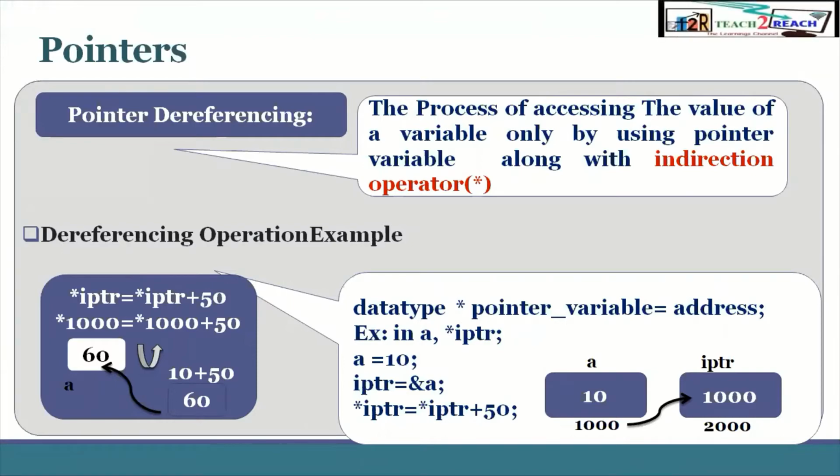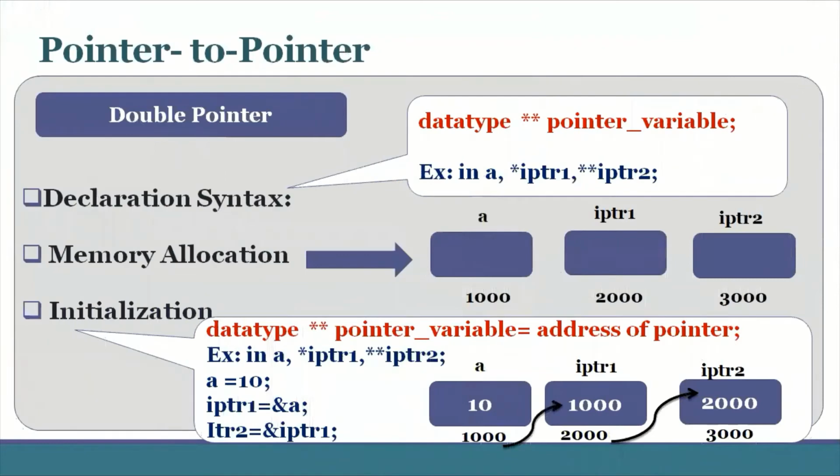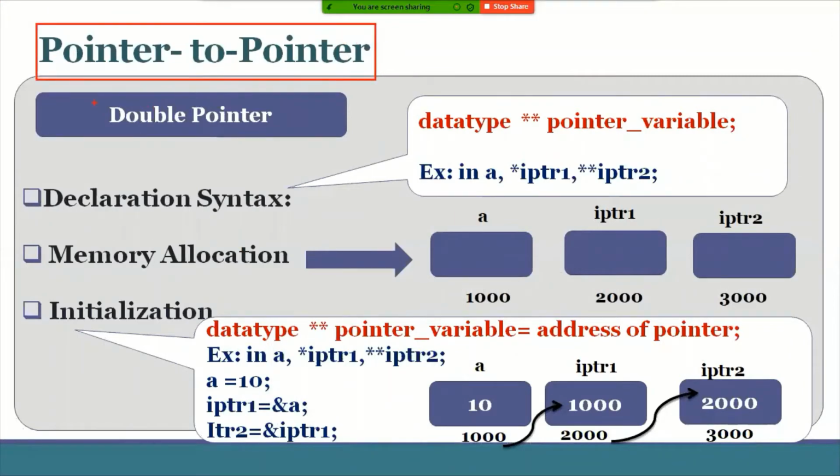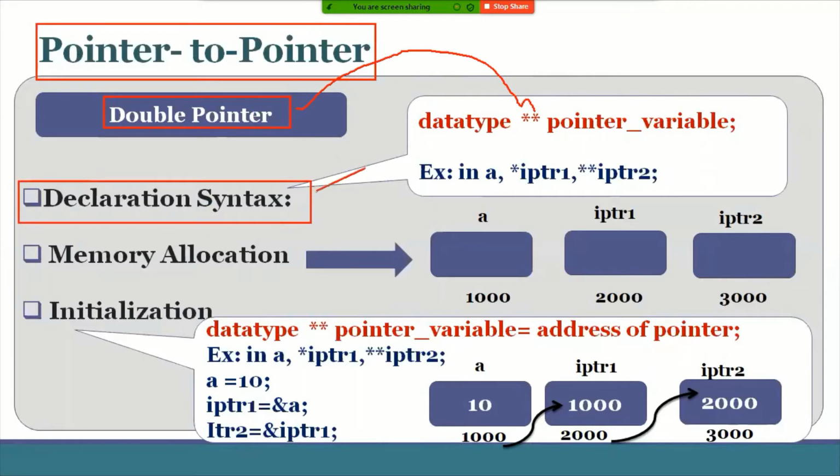Next slide we will see the pointer to pointer concept. This pointer to pointer is also called a double pointer. Double pointer means two pointer operators will be used to declare the pointer variable. First we will discuss the syntax of a double pointer: any primary data type, and any valid identifier name along with two pointer operators, we can declare.